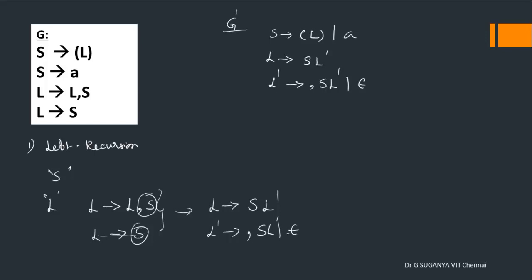Now after eliminating left recursion, you have to check whether any left factoring could be done or not. So no, we can see no alternates with a common prefix over here, and it ends up with G dash, which is the final grammar after eliminating left recursion and left factoring your grammar.